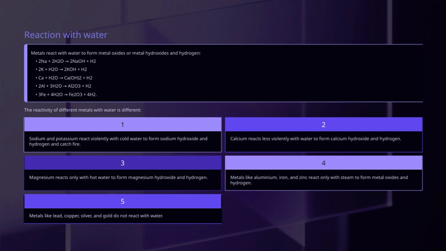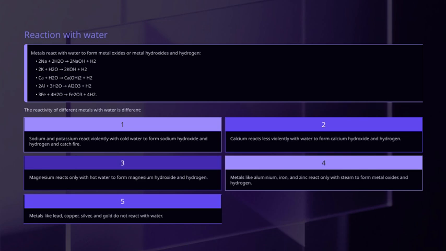Now, some metals are quite inert when it comes to water. Lead, copper, silver, and gold do not react with water at all, which is why they are often used in jewelry and coins. Magnesium is interesting because it reacts only with hot water, forming magnesium hydroxide and hydrogen.